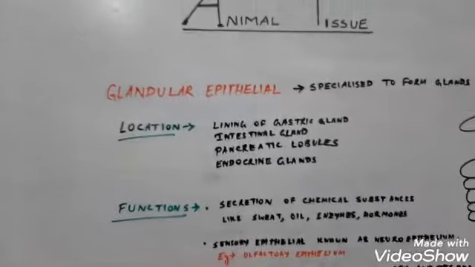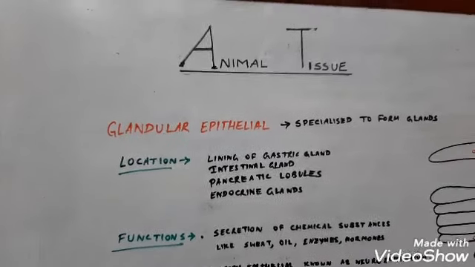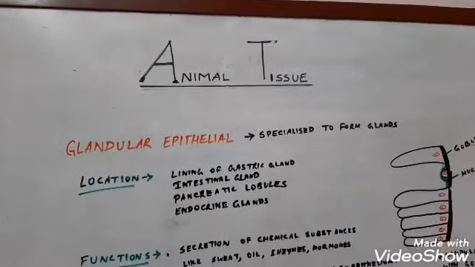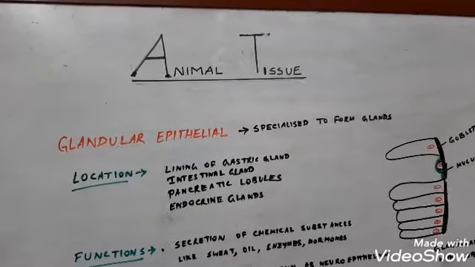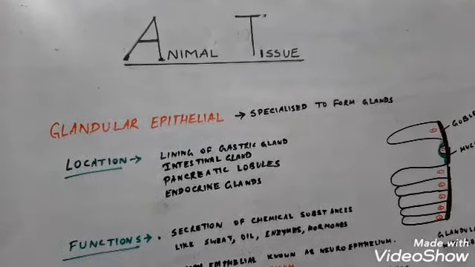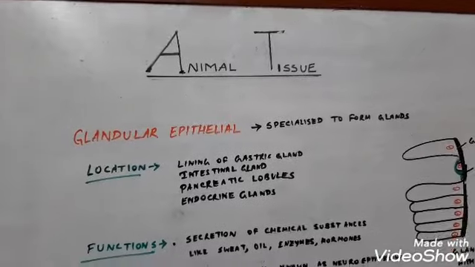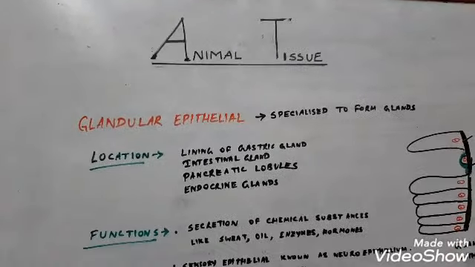So this was today's topic about epithelial tissue, and I have told you about the types of animal tissues here. In the next video, I will be telling you about muscular tissue, connective tissue and nervous tissue. So my dear students, hope you enjoyed the video and understood the topic of epithelial tissue.